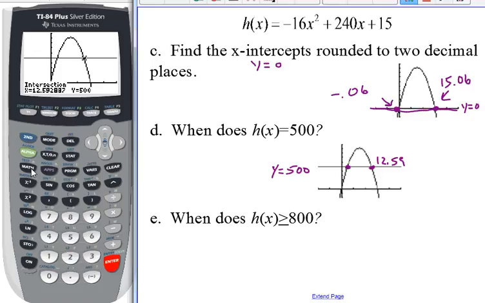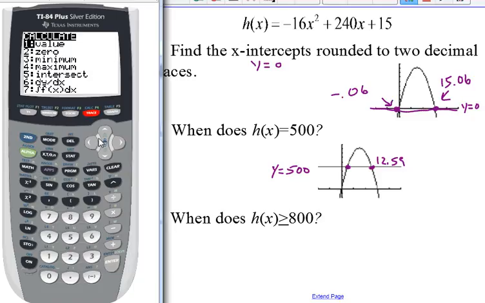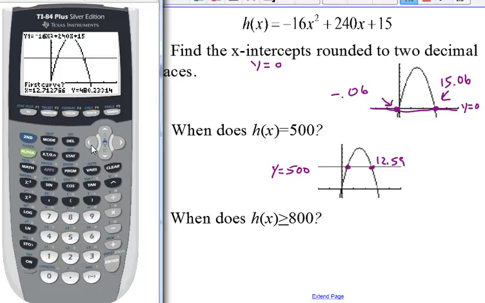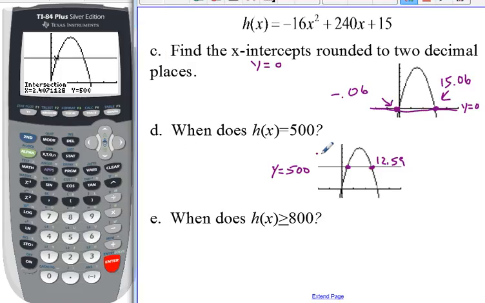for one of them. And then I do second calc, intersect, and I'm going to go back to the other side, press enter 1, 2, 3 times, and there's my answer, 2.41 if I'm rounding, so 2.41. So those are my two answers, there and there.